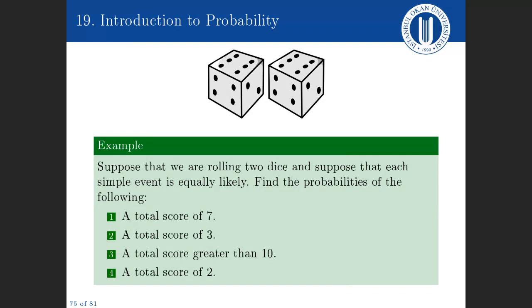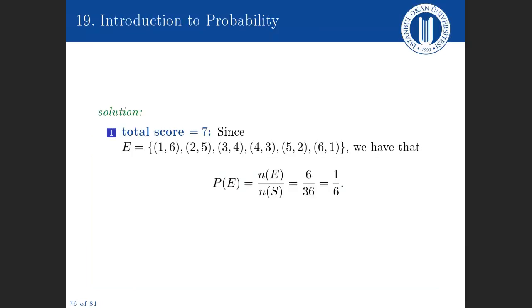So back to two dice. Suppose we're rolling these two dice and suppose that each simple event is equally likely. In other words, we're going to suppose that we have fair dice. Find the probabilities of the following: a total score of 7, a total score of 3, a total score greater than 10, a total score of 2. We've already thought about the compound events for each one of these possibilities.